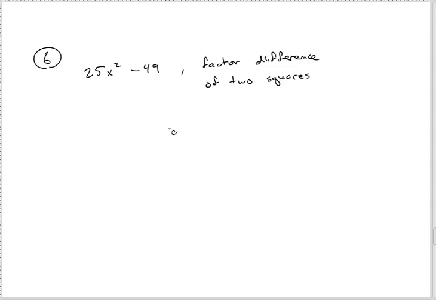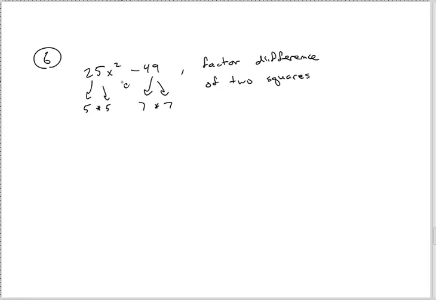So factor the difference between two squares. That's what they have in their directions. This is not too bad of a problem, but we just have to recognize what's going on here. This right here is actually 5 times 5. So this is a 5 times 5 action. And this guy right here is a 7 times 7. And the x is x times x and all that kind of stuff.